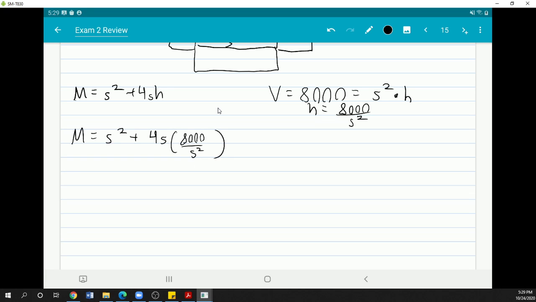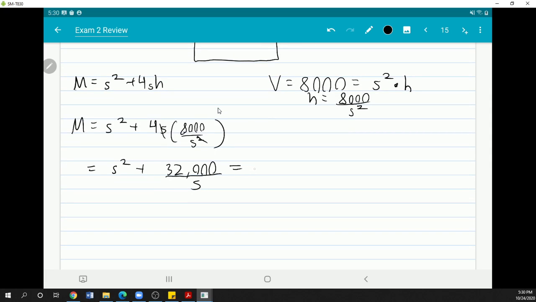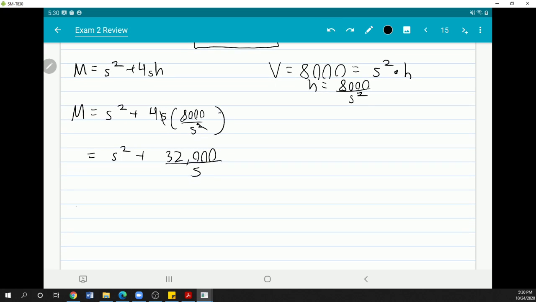So I have this m, which now is equal to s squared plus 32,000 divided by s, because this s cancels with this square. Now I calculate m prime. M prime is 2s minus 32,000 over s squared, and that's equal to 0.